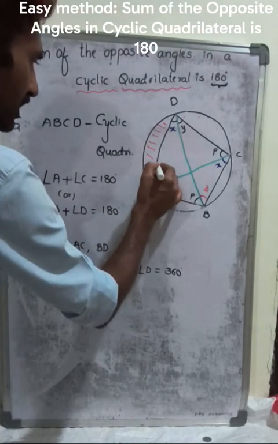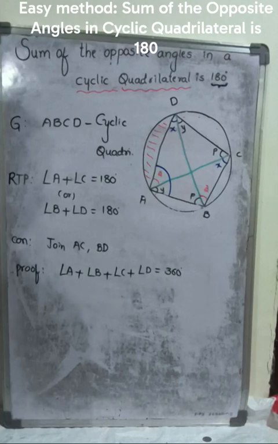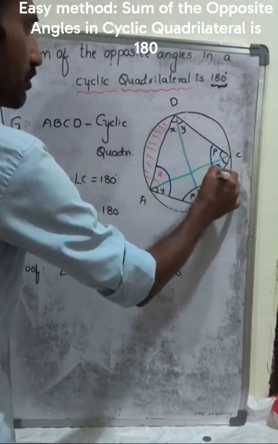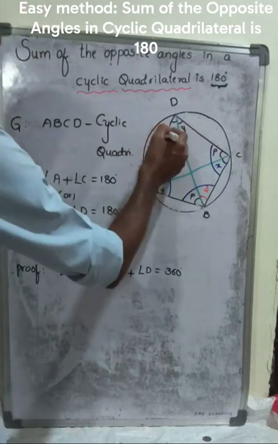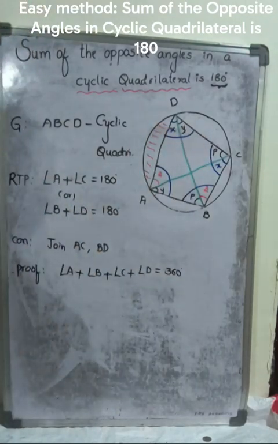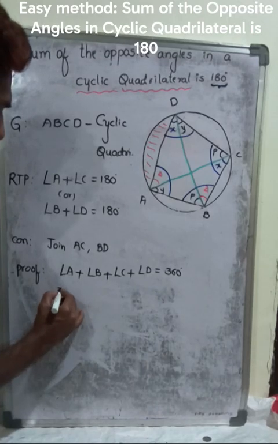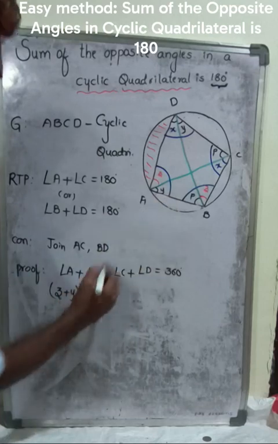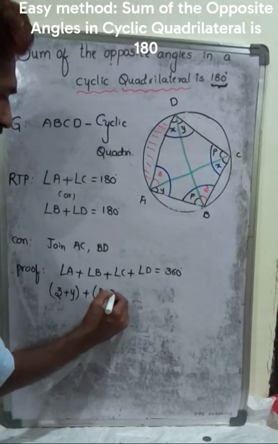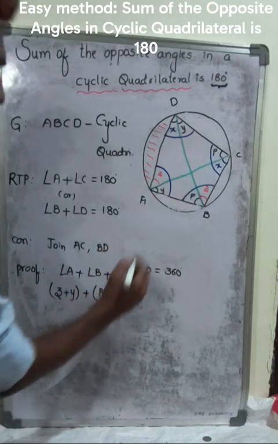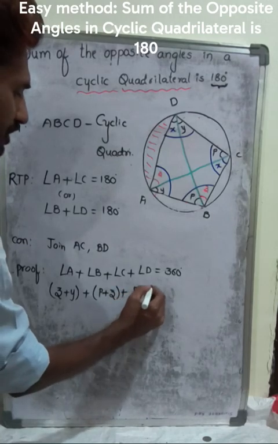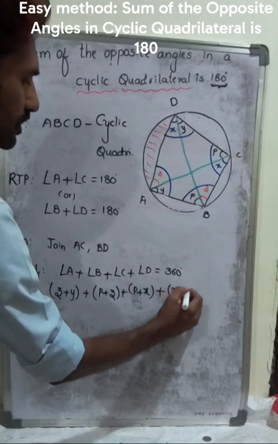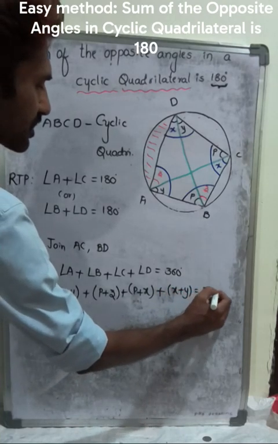If you observe angle A, what are the angles involved in angle A? Z plus y. What are the angles involved in B? P plus z. What are the angles involved in C? P plus x. And this is x plus y. So therefore, angle A is equal to what? That is z plus y, plus angle B, which is p plus z, plus angle C, p plus x or x plus p, plus angle D, x plus y. It is equal to 360 degrees.